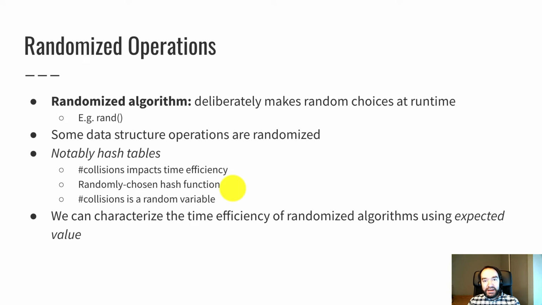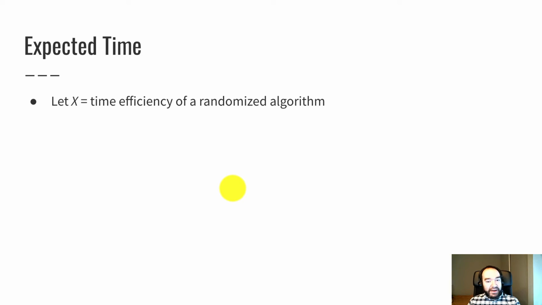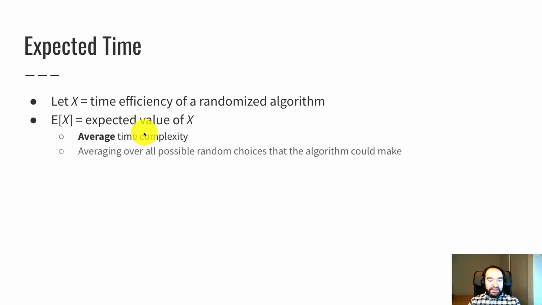That's where expected runtime comes in. It's the expected value of the runtime. So we call this expected time sometimes. So let's say X is the time efficiency of a randomized algorithm. It's the number of steps that algorithm takes, and it does have a random aspect to it. Then the expected value of X, written E[X], would tell us the weighted average of how many time steps that algorithm takes to run. So this would be a sense of an average time complexity. On average, based on the random choices that the algorithm makes, how long the algorithm takes.